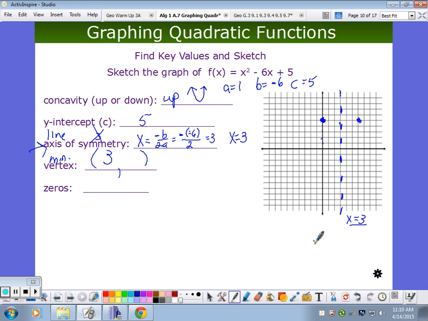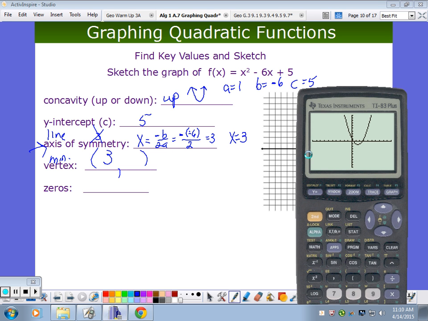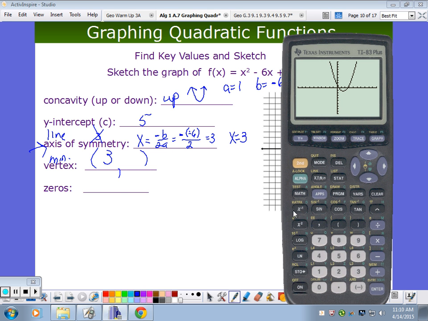Plug it into the equation. So I get 3 squared, 9, minus 6 times 3, 9 minus 18. That's negative 9, plus 5. Anybody have trouble doing that kind of thinking? If you don't, fantastic. If you do, you've got a couple of choices here.